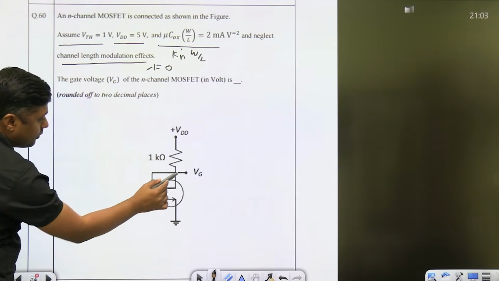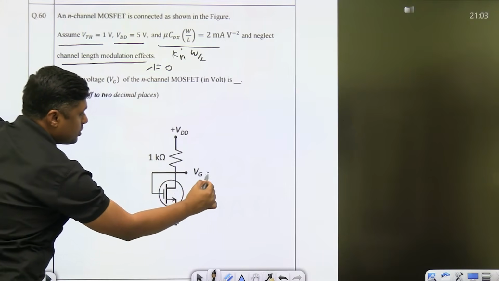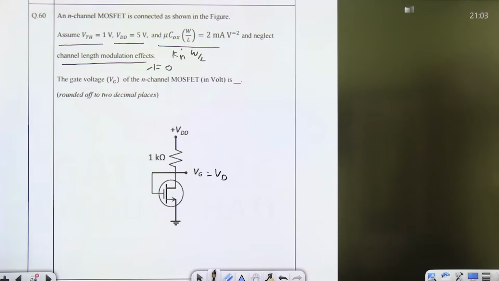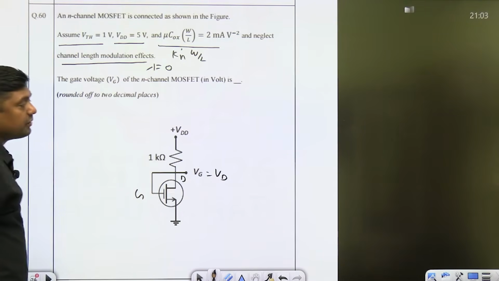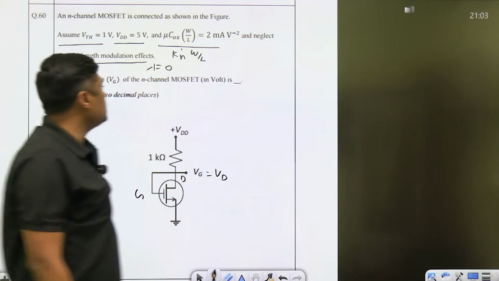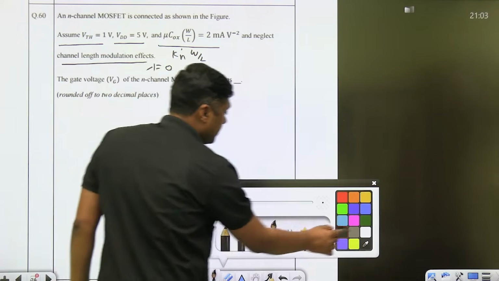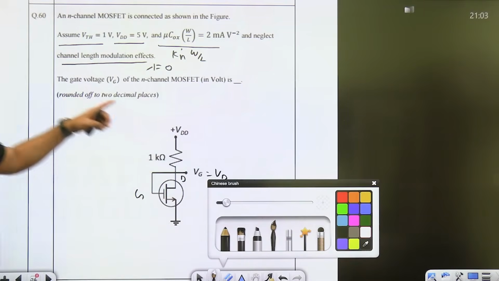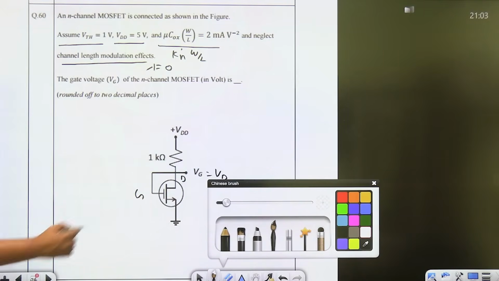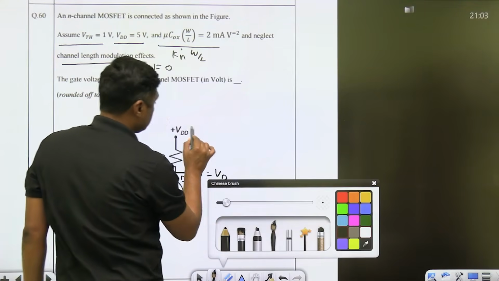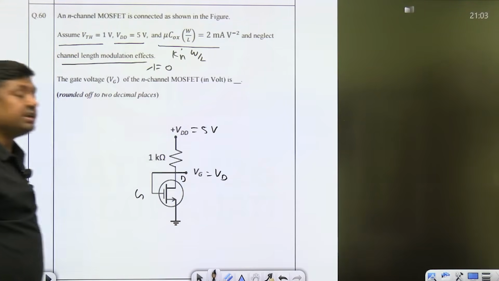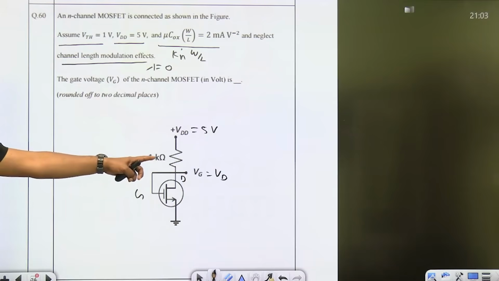हमको निकालना था गेट वोल्टेज VG, यहां पर भी दिया हुआ है VG और VD बराबर हो गए। Now when the gate is connected to a drain, guys, what is the information given here? This VDD is given 5 volt only. This VDD is given as 5 volt. This 1 kilo ohm resistor is given.